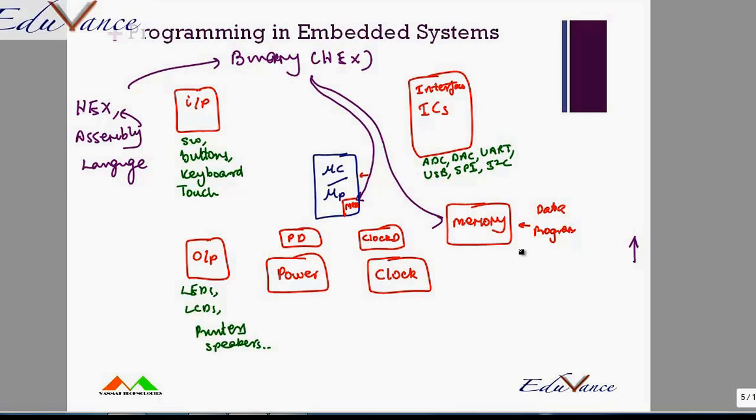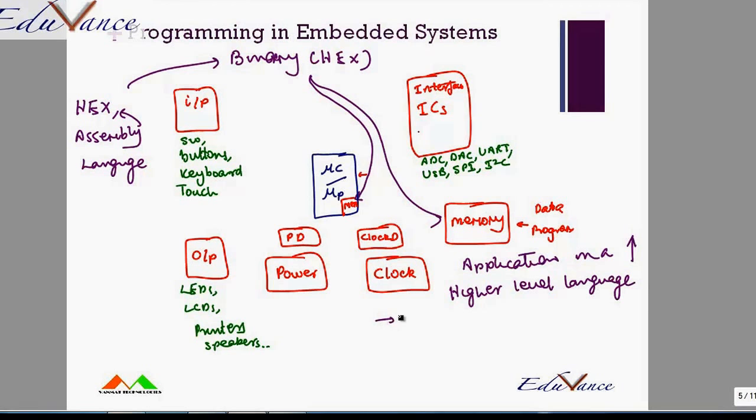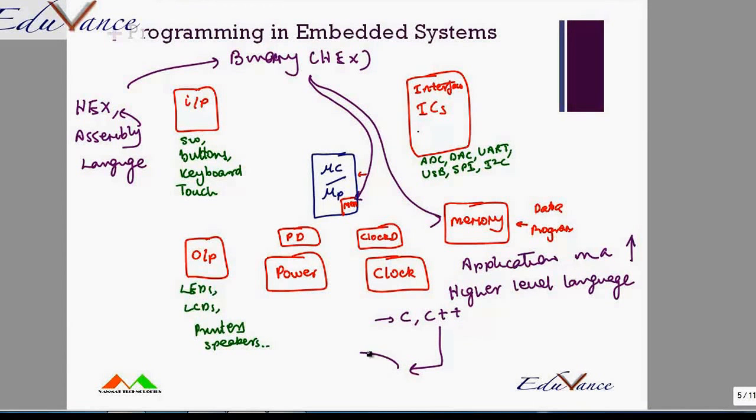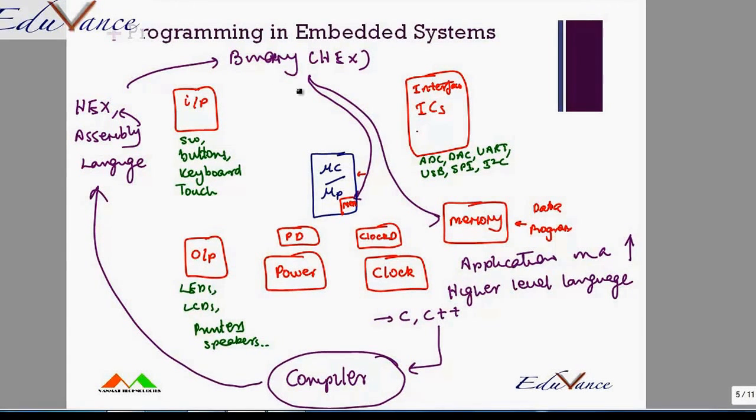So what we do in today's world is we write the application in a higher level language, for example, you have C or C++, and then what we do is we put this C or C++ program through something called a compiler, and this compiler converts this to assembly language, and then we do the same process again.